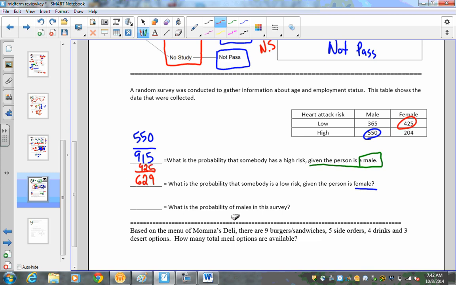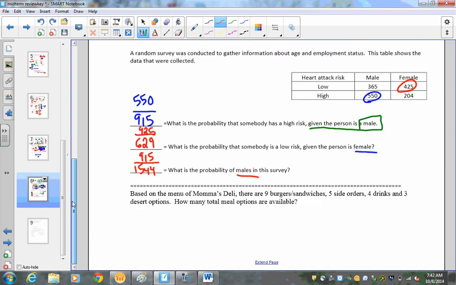What is the probability of males in the survey? Notice I didn't say given whatever. I'm only asking for just the males in the survey. So if I'm not giving you a restriction, that means I am not asking for any type of male or female restriction. I want to know everybody. So that would be 1,544 participants in the study, and how many males were there? There were a grand total of 915. And of course, you would reduce when you need to.